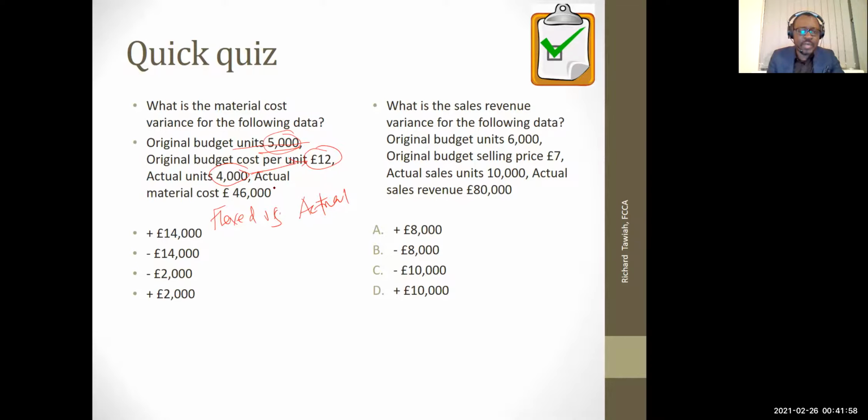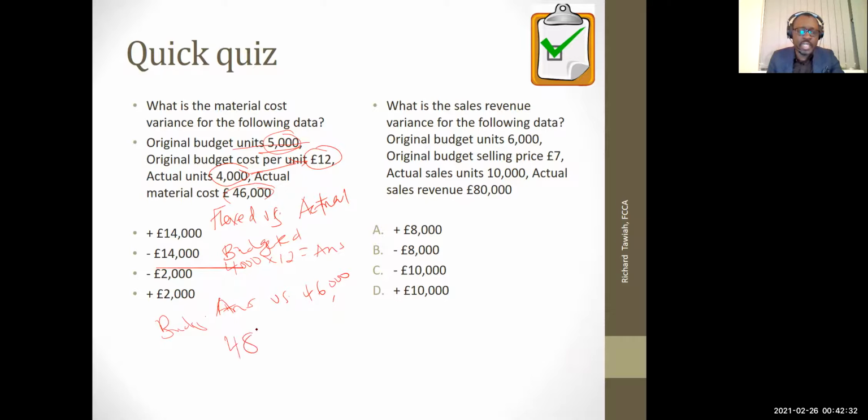Now the actual material cost became 46,000. So the actual cost was 46. What about the flexed? So the flex then becomes the 4,000 times 12, right? What answer do you get? Compare this answer to your actual. So remember, this is still budget, okay? This is still budgeted. Compare this, your budgeted answer you get, okay, against the 46 actual. And we are dealing with cost, okay? We are dealing with cost.